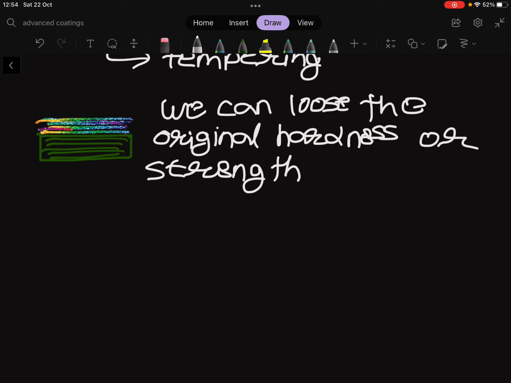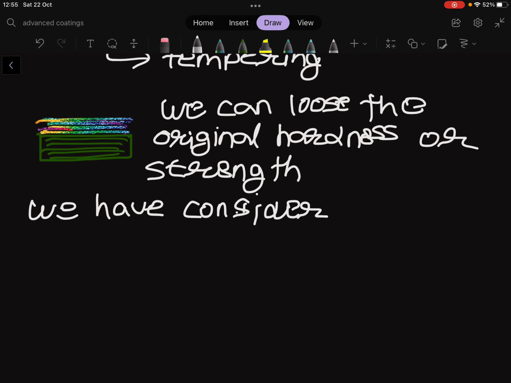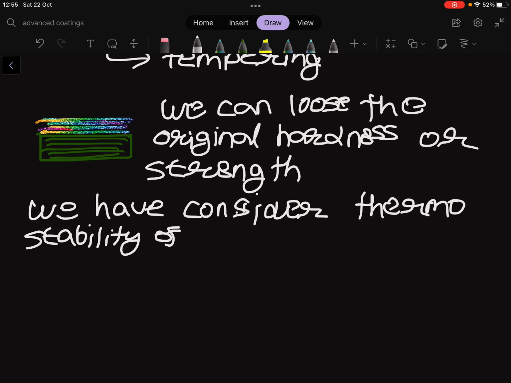Then we have to select the process able to ensure a maximum deposition temperature not above the upper limit posed by the base material. We have to consider the thermostability of the base material.